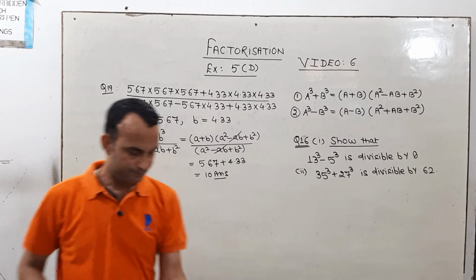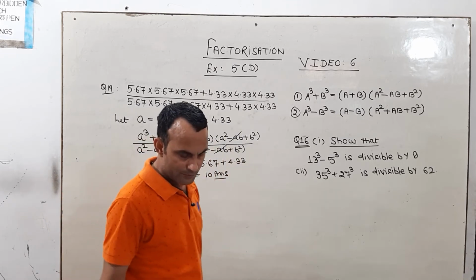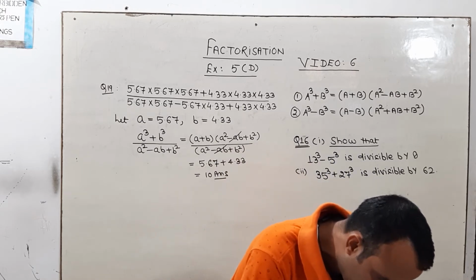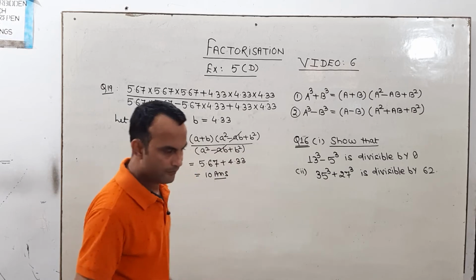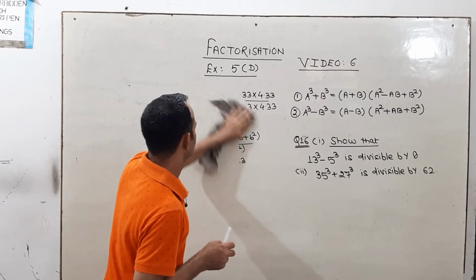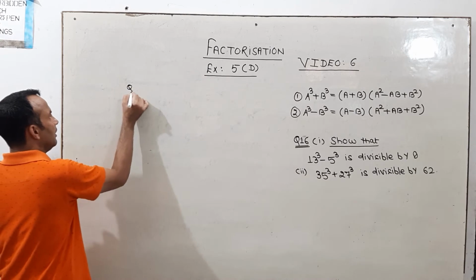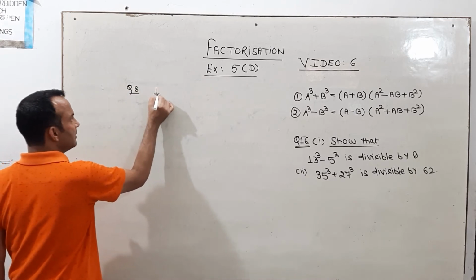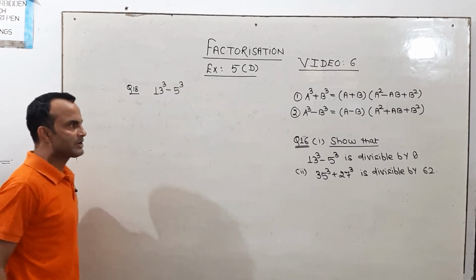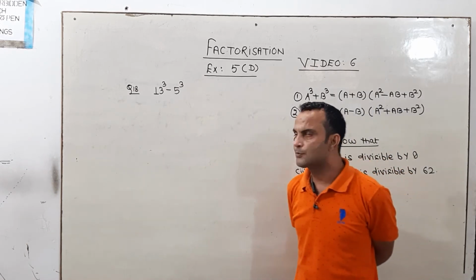Now dear students, see question number 18 of this problem. Question number 18 is what? Show that 13 cube minus 5 cube is divisible by 8. My dear students, we have to solve this problem by using the identity.